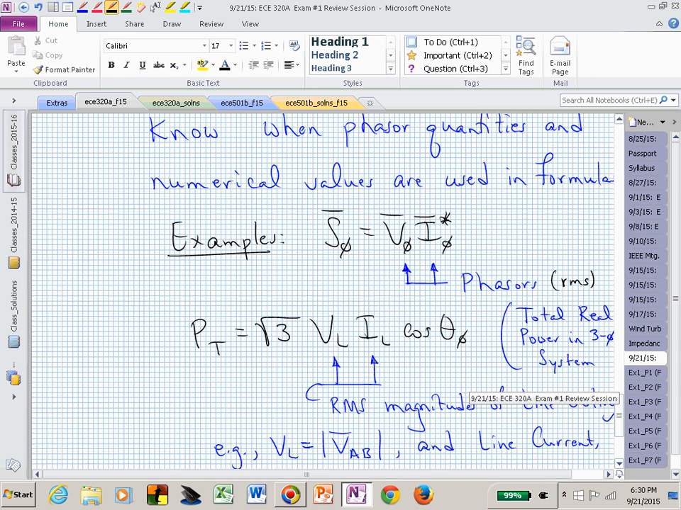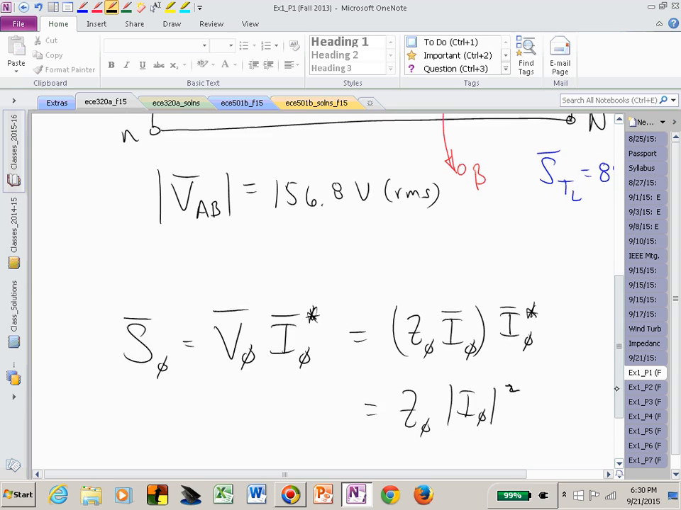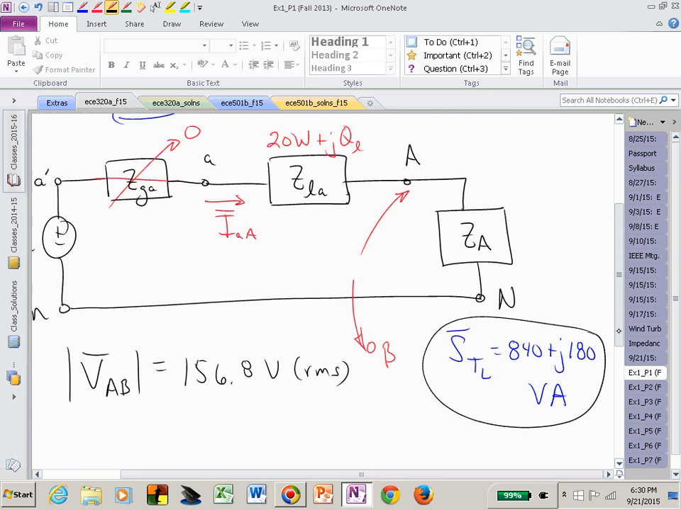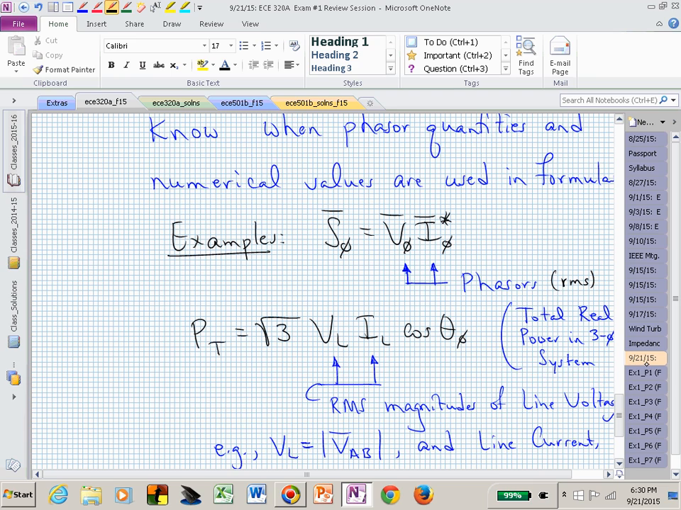I'm trying to give you a hint. What was the question? Do we have S and V? Good question. Do we have S? Yeah, we do have S. That's right here, isn't it? Do we have V? Indirectly, we could have the phase voltage, but we have the line voltage. Hint.